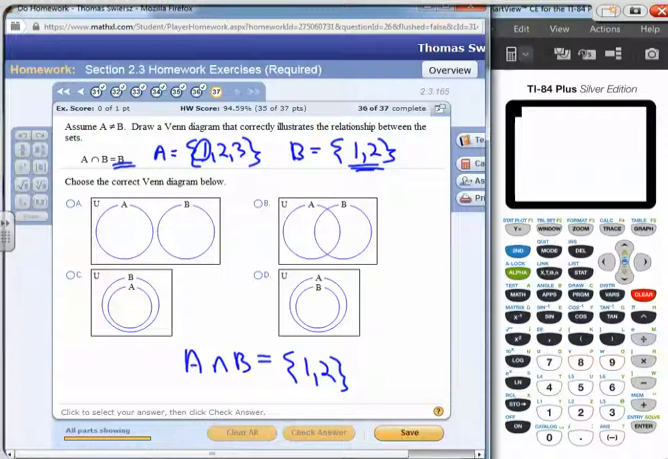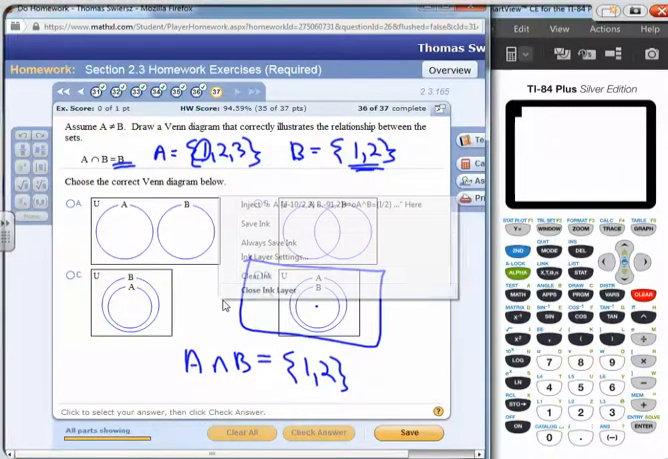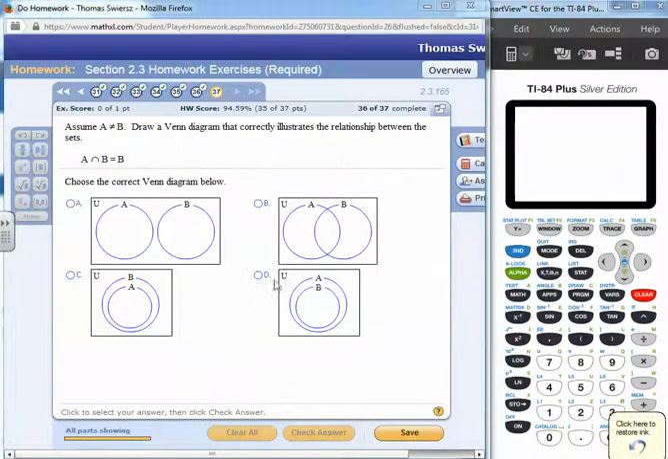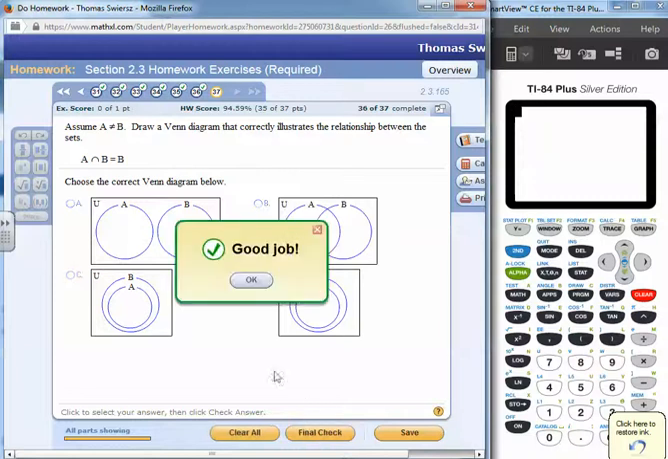So the one that has B as a subset would be right here. Everything in B is also in A. That's represented by that Venn diagram right there, okay? Again, A can be a little bit bigger, but everything in B must be in A in order for A intersect B to be equal to set B, okay? So we have D is indeed the correct answer.